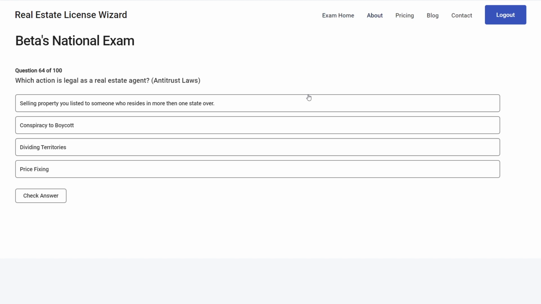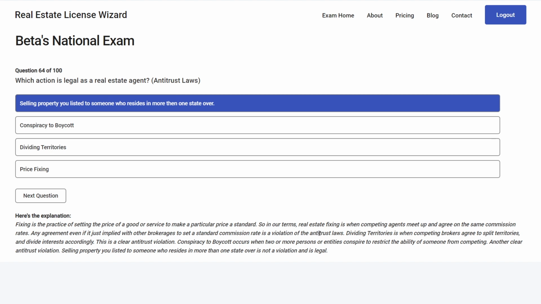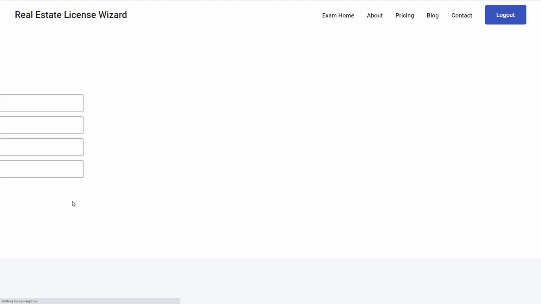So for this one, it would be selling property you listed as someone who resides in more than one state over. It doesn't matter who you sell property to. It matters if you sell property in another state. Yeah, you can't do that. If you have a license in Oklahoma, you can't sell a house in Ohio or whatever. But if someone from Ohio comes to Oklahoma and wants to buy a house in Oklahoma, they can do that. That's legal. But all these other ones, yeah, they're clear antitrust violations. And as I mentioned earlier, luckily the way this exam randomized the questions, you guys already knew what price fixing and dividing territories were. But all right, next question.